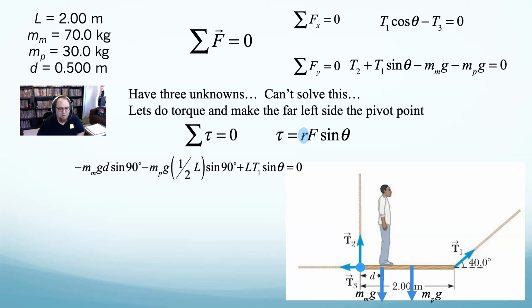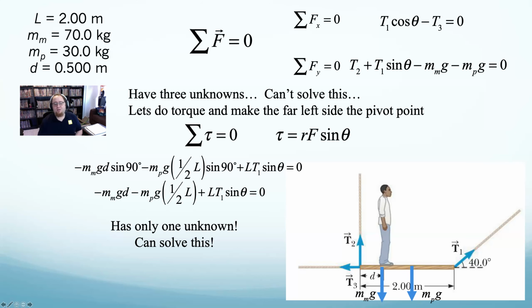Anyone stuck where I got all those? Now, the sine of 90 is 1. So every sine of 90, I can say equals 1. This has only one unknown. I can solve this for T1 because everything else is known in here. I know M, I know G, I know D, I know L. I know theta.